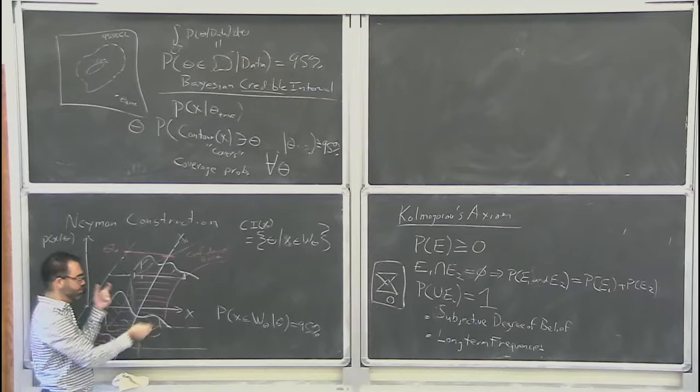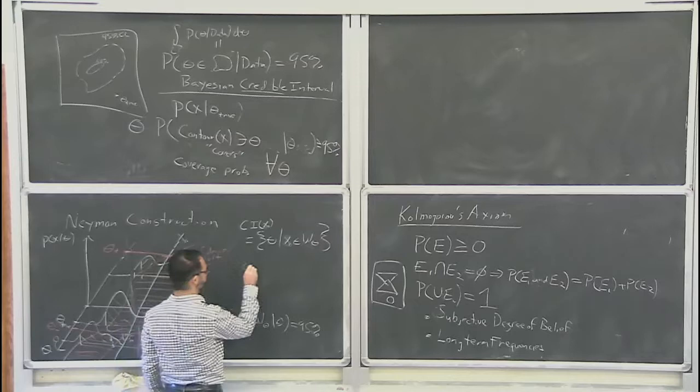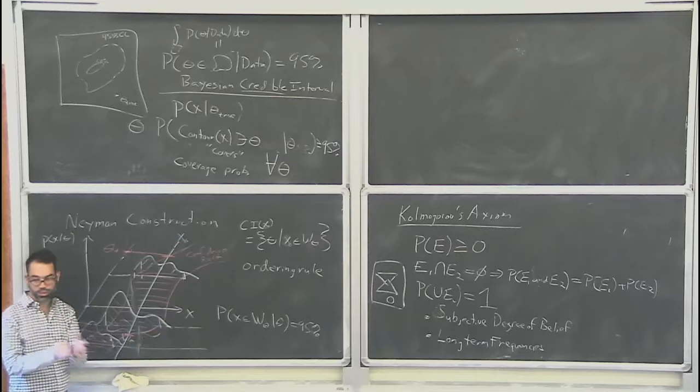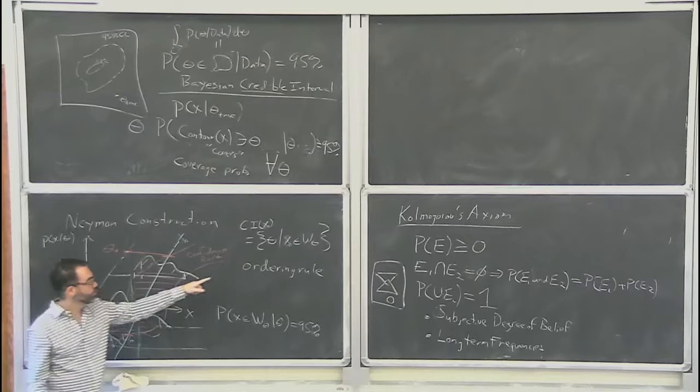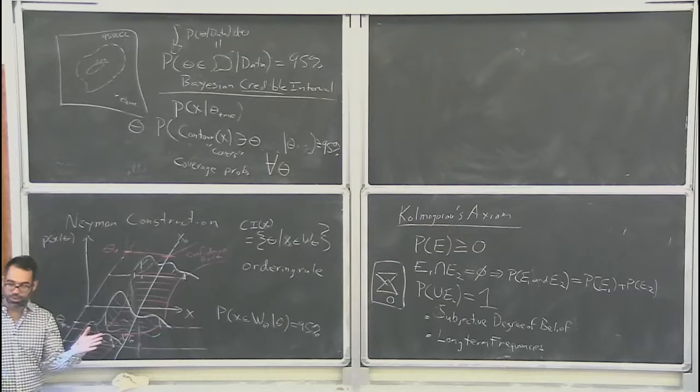There's an infinite family of ways of making these regions, and so you need something called an ordering rule, which says basically which values of X you are going to take first. You keep integrating X until you have 95%, and so that ordering rule is what specifies the specific way of making this interval. So, for instance, if you want to do upper limits or lower limits, you might approach things differently. If you want to make two-sided limits, you do it a certain way.